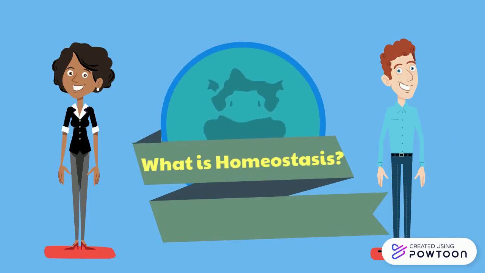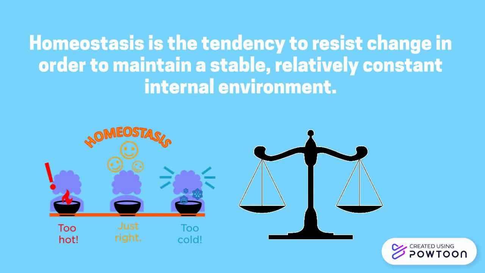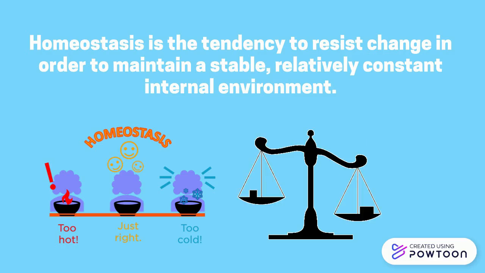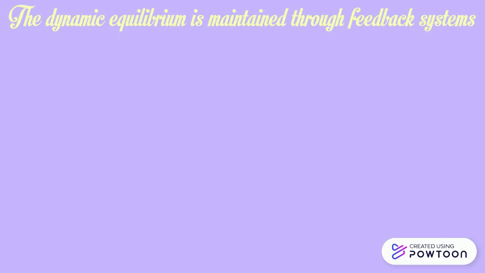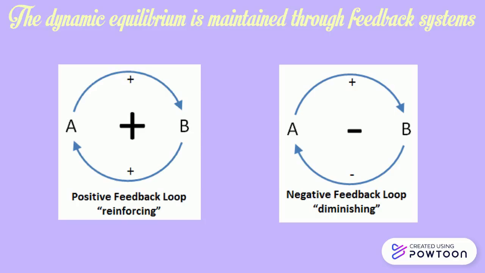In this presentation, I'll be talking about what homeostasis is. Homeostasis is the tendency to resist change in order to maintain a stable, relatively constant internal environment. The dynamic equilibrium is maintained through feedback systems, positive feedback loop and negative feedback loop.